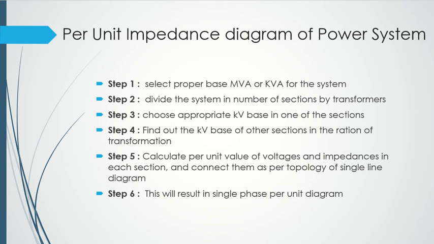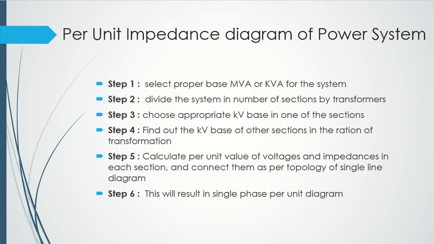After doing that, we pick an appropriate kV base in one of the sections. How do we pick base MVA and kV? I've also discussed that in the previous lectures, so if you haven't seen that yet, those lectures will be helpful. Then the fourth step is to find out the kV base of other sections. First we choose the appropriate kV base for one of the sections, and in the fourth step we find the kV base of other sections in the ratio of the transformation.